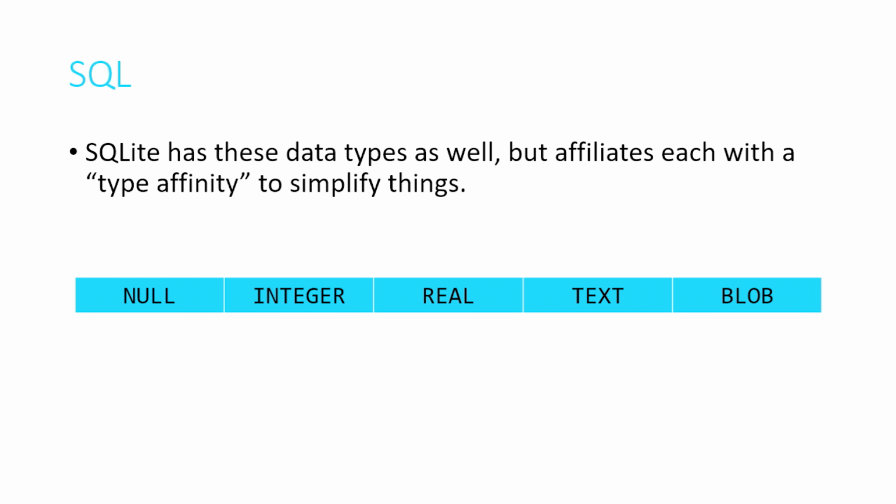Now SQLite actually has many or all of these same data types, but the difference there is that each of those data types is affiliated with what's called a type affinity to simplify things. So that whole list of 20, or more really, can be reduced to one of these 5 different affinities: null, integer, real, text, and blob.